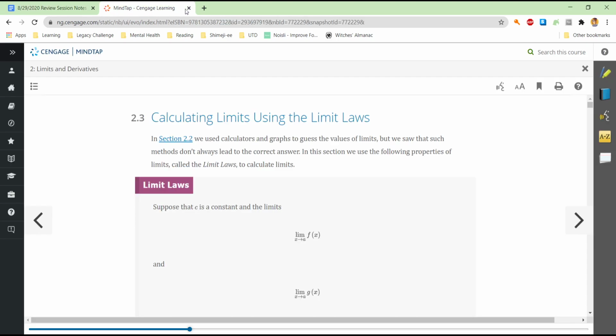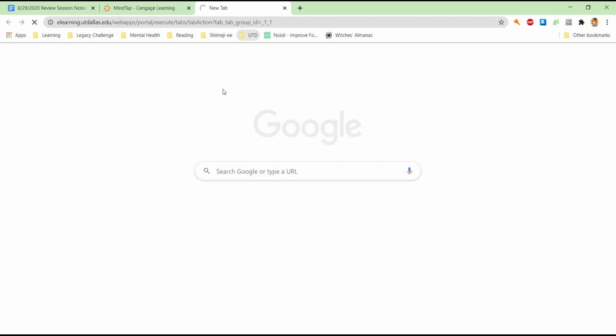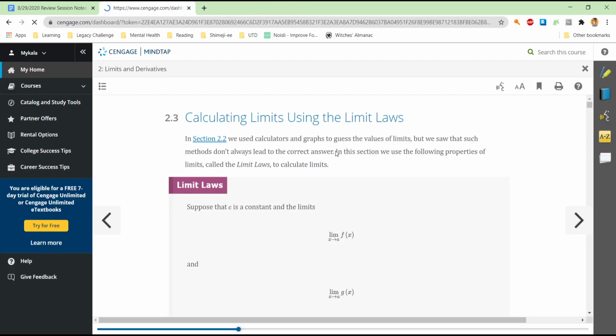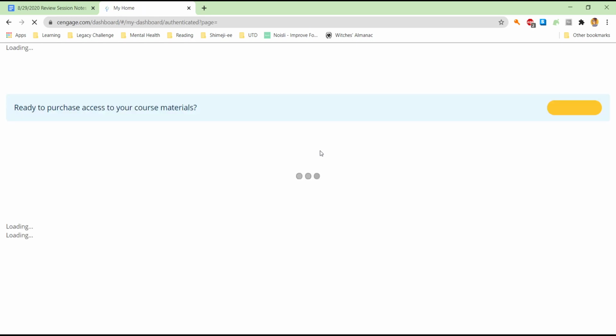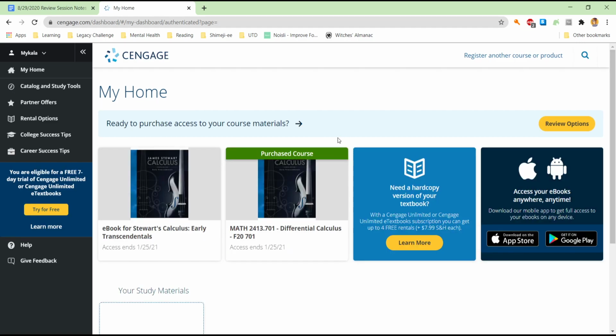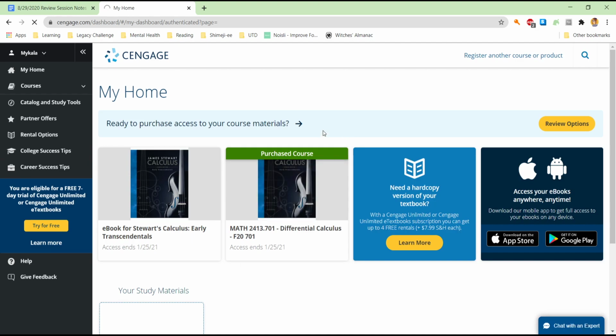But I'm actually going to open up my WebAssign. Actually, can I just do that from here? Hold up, I don't need to go to UTD. Because I want to go over this in more detail. This might take a minute though, because my computer is not happy that I'm recording and streaming.